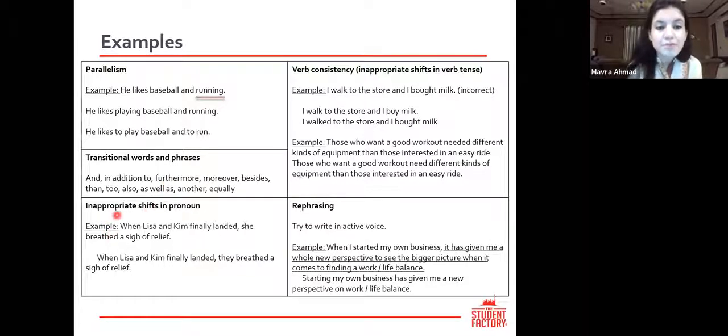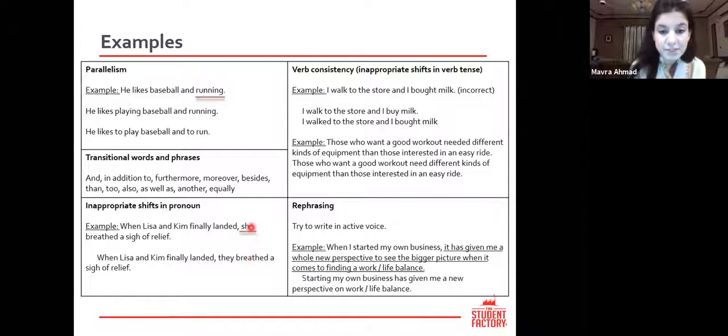Next we have inappropriate shifts in pronouns. Let's look at an example. When Lisa and Kim finally landed, she breathed a sigh of relief. अब इसमें हमें क्या चीज गलत नजर आ रही है इस सेंटेंस में? There are two people in the sentence, but the pronoun is she. For she, we need to have just one subject over here, but we have two subjects, Lisa and Kim, in the sentence. So we need to correct this.